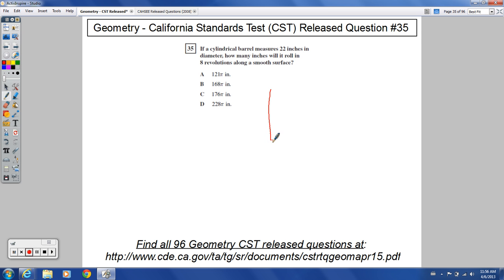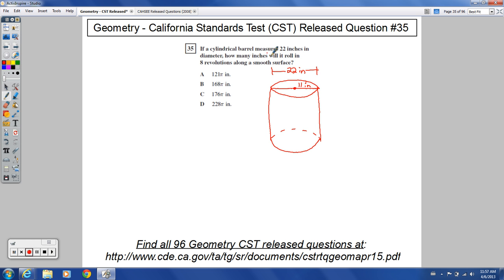Just draw any old cylinder, it will work. We won't say this is to scale necessarily, but we know that the barrel has a diameter of 22 inches. So that's all the way across, from here to here, 22 inches. With the formulas that we know, though, we have our formulas in terms of the radius. So the radius, we would just take that, divide it by 2, and we'd have 11 inches for the radius.